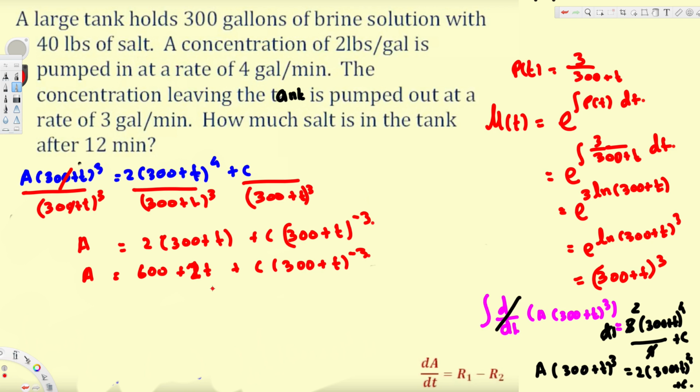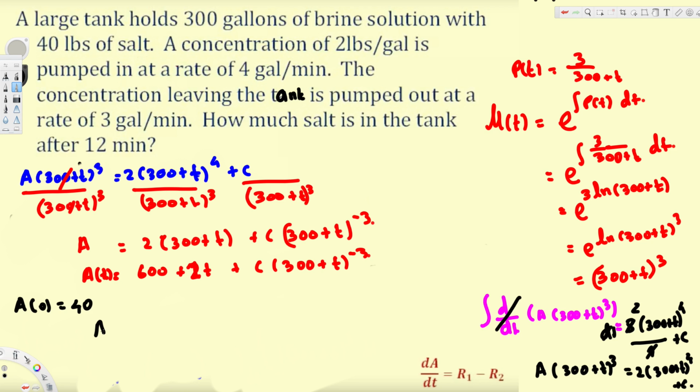Now to find the particular solution, since we have the initial condition, we know that this is A of t, right? And we have the initial condition provided, that is A(0) = 40. So if we plug this one in this equation, we can find the value for C. Let's go ahead and do that.